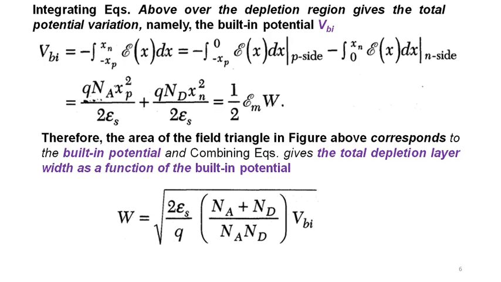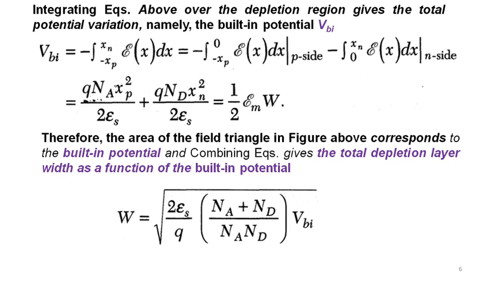Then, integrating the above equation, we get the total potential variation, which we call the built-in potential. By using the depletion region from minus xp to xn, we can easily calculate the built-in potential. In the previous slide we have the value of E of x dx from minus xp to 0 on the p side, and 0 to xn on the n side.